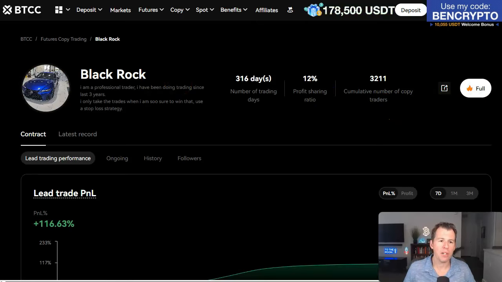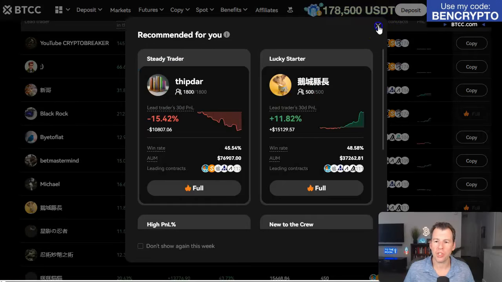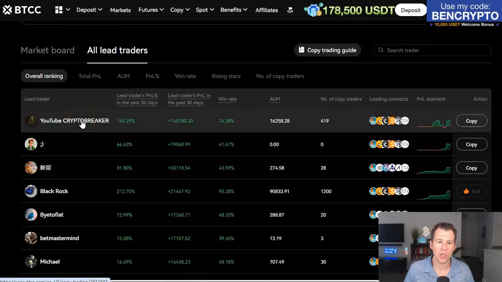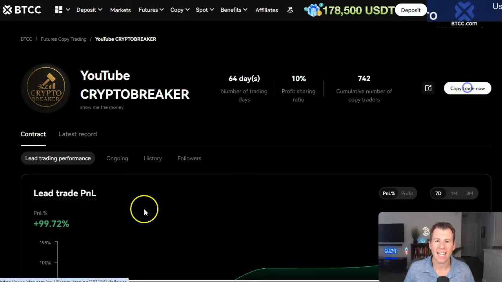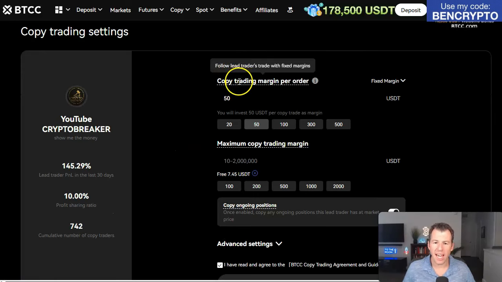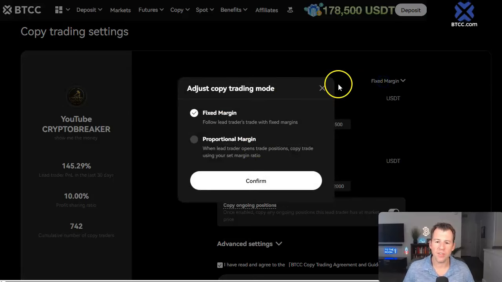Boo. But now I'm just going to randomly click on one other person's profile just to show you the different metrics you can choose. So let's go back to Crypto Breaker. Top right, you're going to click on copy trade now. So first metric that you want to look at, copy trading margin per order, fixed versus proportional.